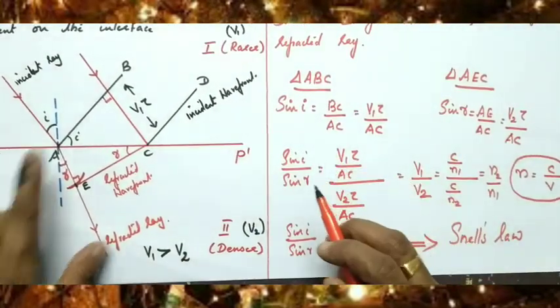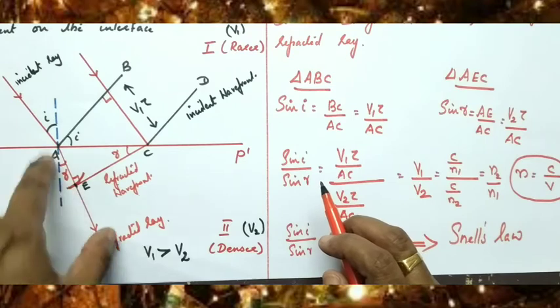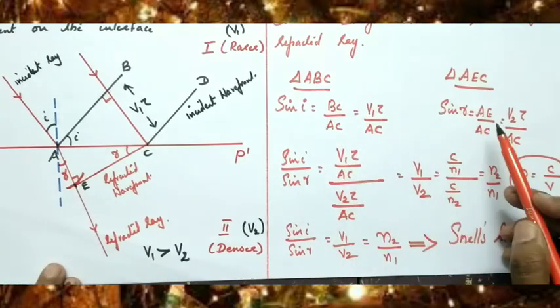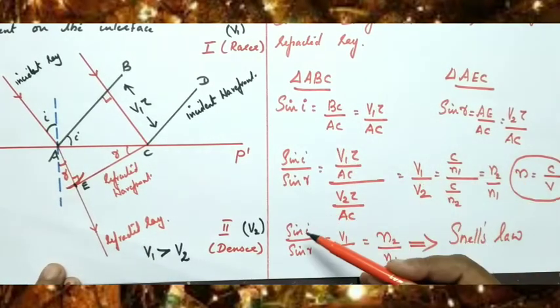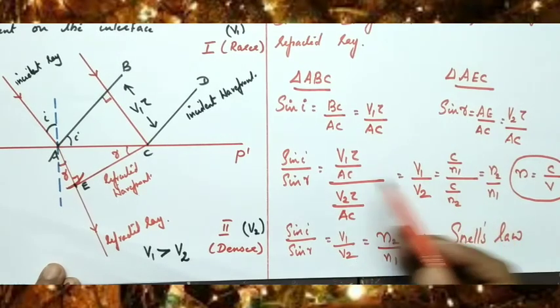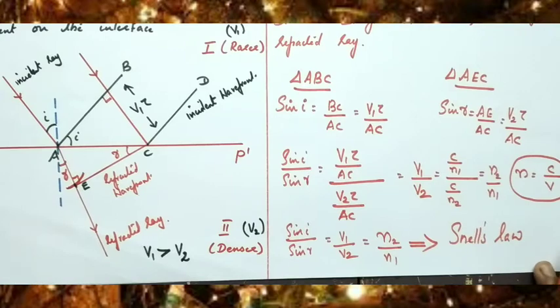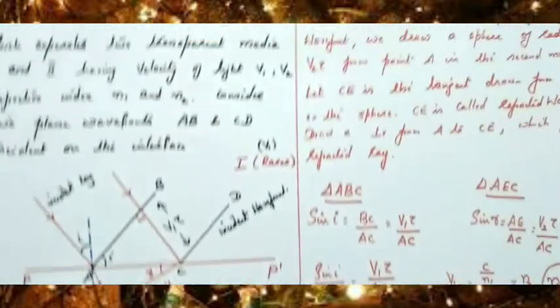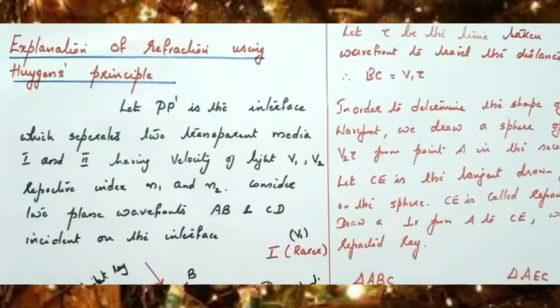Okay, so first take the two triangles ABC and AEC. Take sin i and sin r, just divide the two, we will get sin i by sin r equal to v1 by v2 equal to n2 by n1, and the law is called Snell's law, and hence we can say that Huygens principle could explain refraction of light.